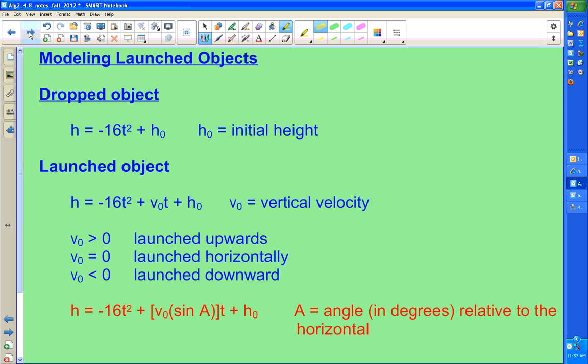Dropped objects have no middle term. Launched objects have the middle term. Here's the middle term. And when you get to maybe a physics class, you may start using a much more complicated formula where you have to take into account the actual velocity of the object, that's what v sub 0 here is, and the angle at which the object is launched. This will happen in a different course, not our course.